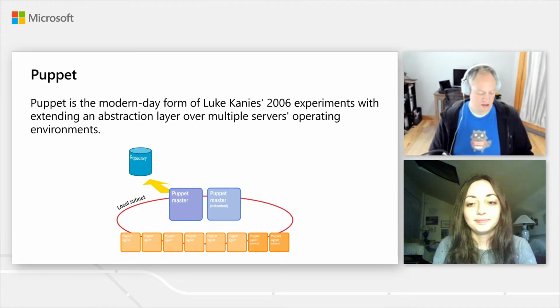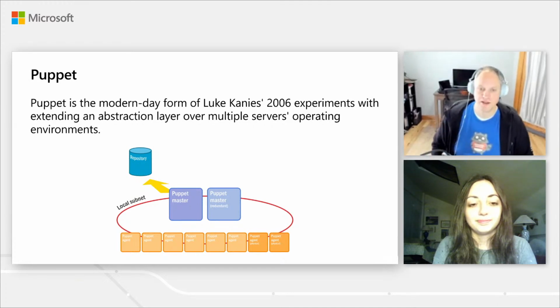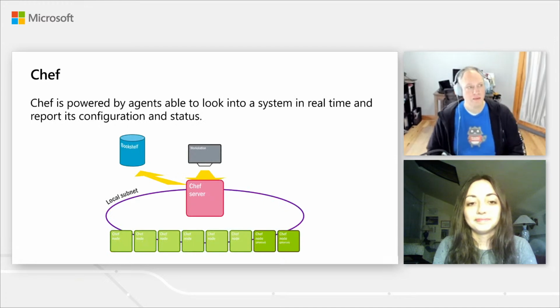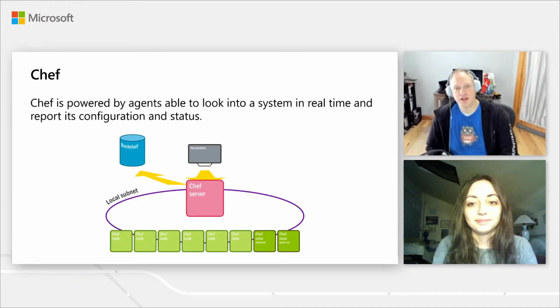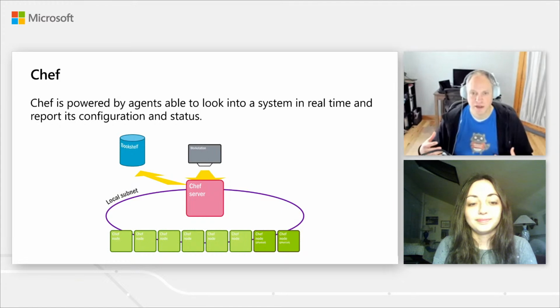And so Puppet and Chef embrace that idea, and that's why they'll try to get you at least near that state, and then they'll keep trying to get you to that end desired state. Then we have Chef, right? Chef's powered by agents that look into a system state and report back its configuration status. Puppet also does this information gathering, right?